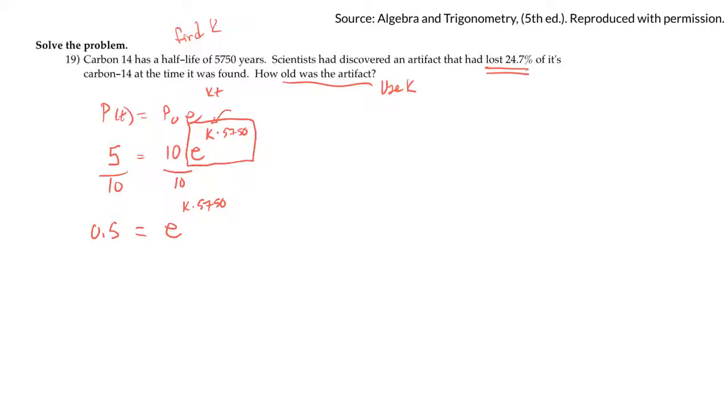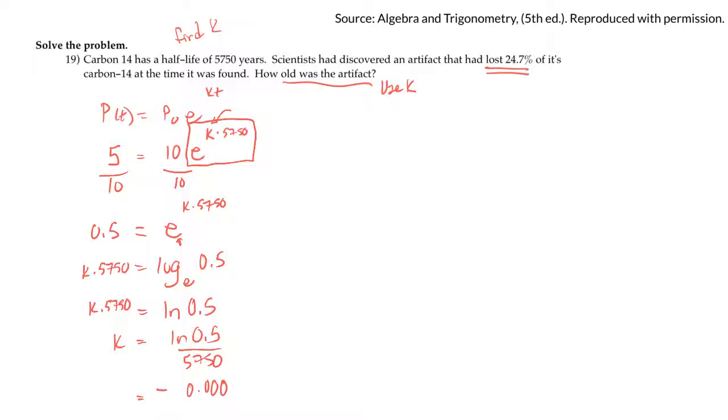This is exponential form. I'll change it to logarithmic form. So k times 5750 is equal to log base e of 0.5. Log base e is the same thing as ln of 0.5. And now I'll divide both sides by 5750. So it'll be ln of 0.5 divided by 5750. That comes out to negative 0.00012, call it, about that. So that's my k value for carbon-14.